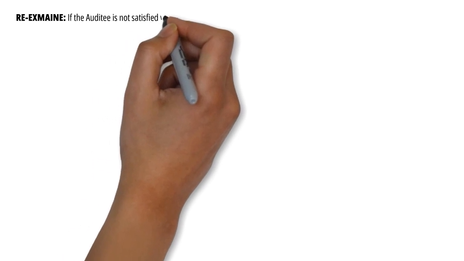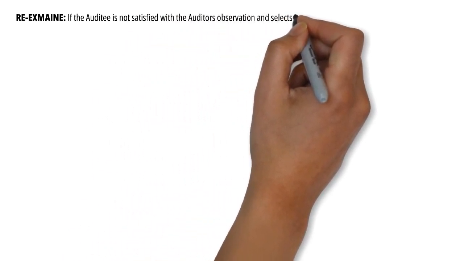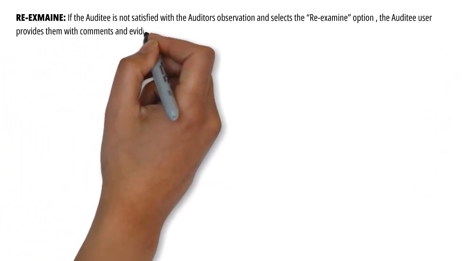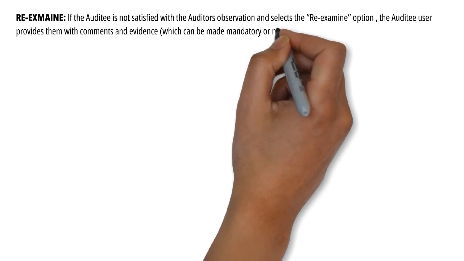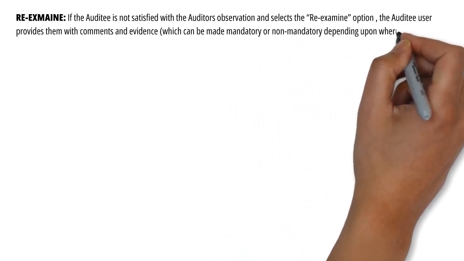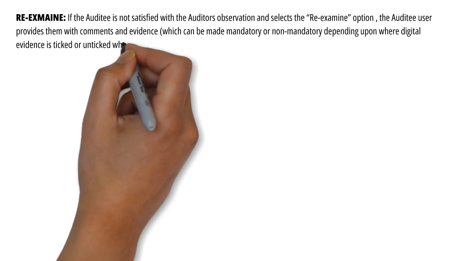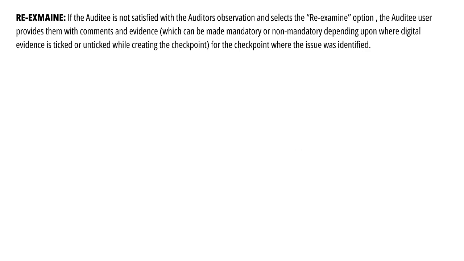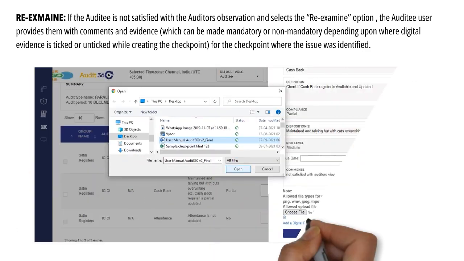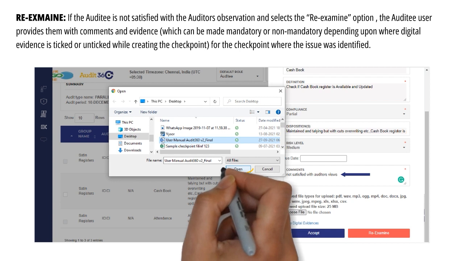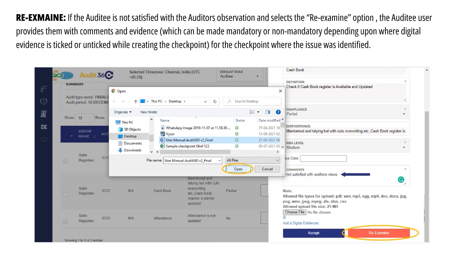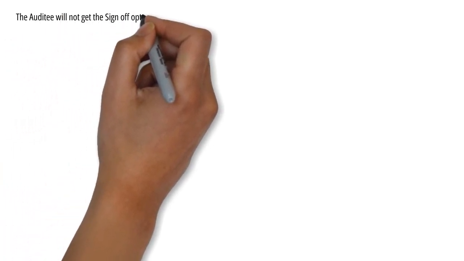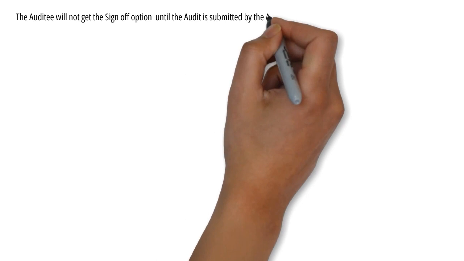Re-examine. If the auditee is not satisfied with the auditor's observation and selects the re-examine option, the auditee user provides comments and evidence, which can be made mandatory or non-mandatory, depending upon whether digital evidence is ticked or unticked while creating the checkpoint, for the checkpoint where the issue was identified. The auditee will not get the sign-off option until the audit is submitted by the auditor.